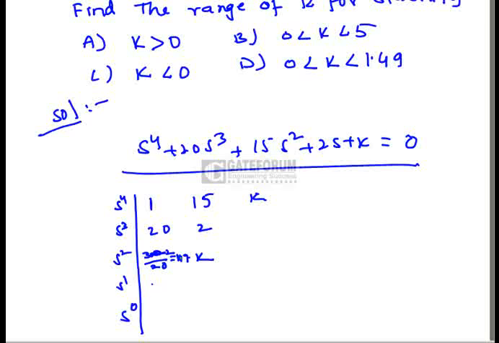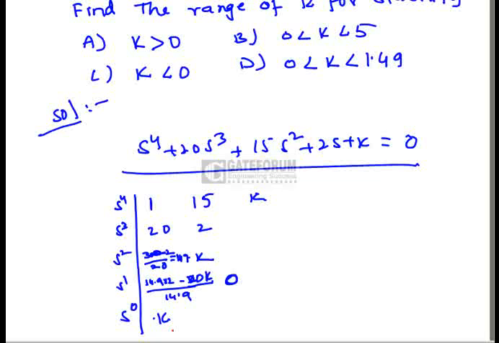After that we have to find the s power 1 coefficient. So here we have to fill up this row. This row is 14.9 multiplied by 2 minus 20k, by 14.9. Now this coefficient will be 0, and again this coefficient is k.